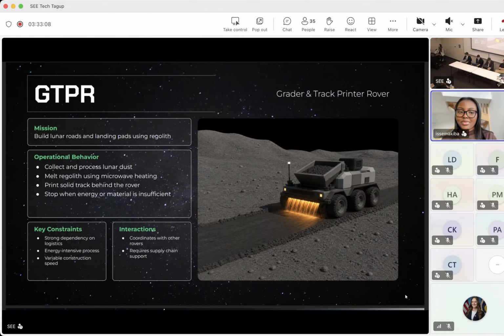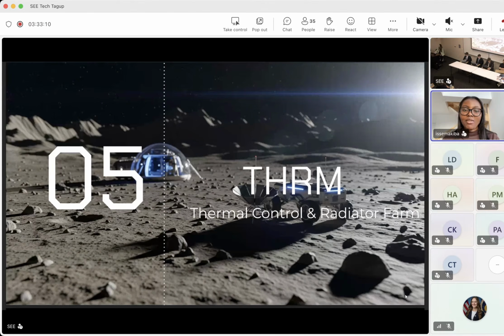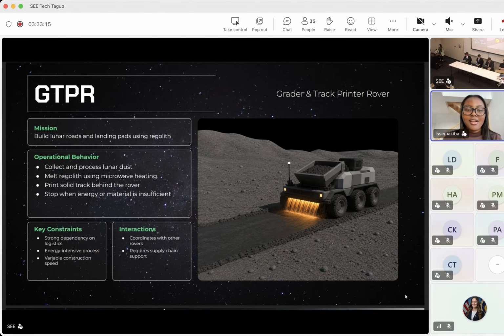This helps create stable routes for transportation and several landing areas for future missions. However, this process needs a lot of energy and depends a lot on logistics and material. So the rover needs the support of the other systems to continue working correctly.